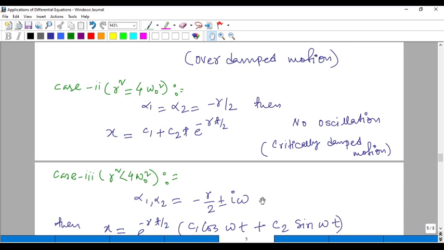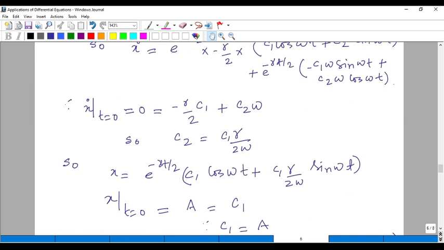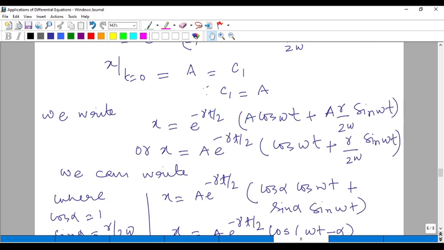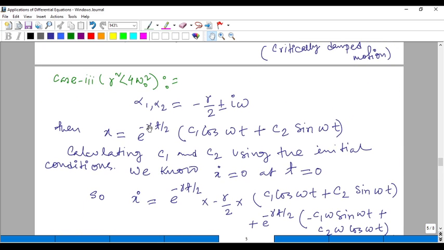Now the interesting situation is when gamma square is less than 4 omega 0 square, and this situation is said to be under damped motion. In this under damped motion, the roots are unequal and complex. One root is alpha 1 equal to minus gamma by 2 plus i omega, and alpha 2 is equal to minus gamma by 2 minus i omega.